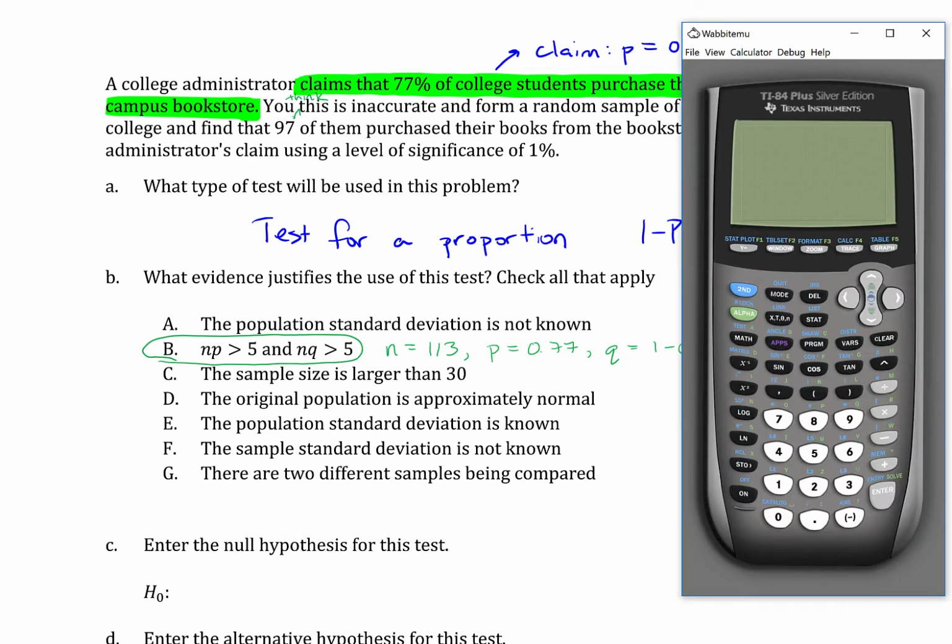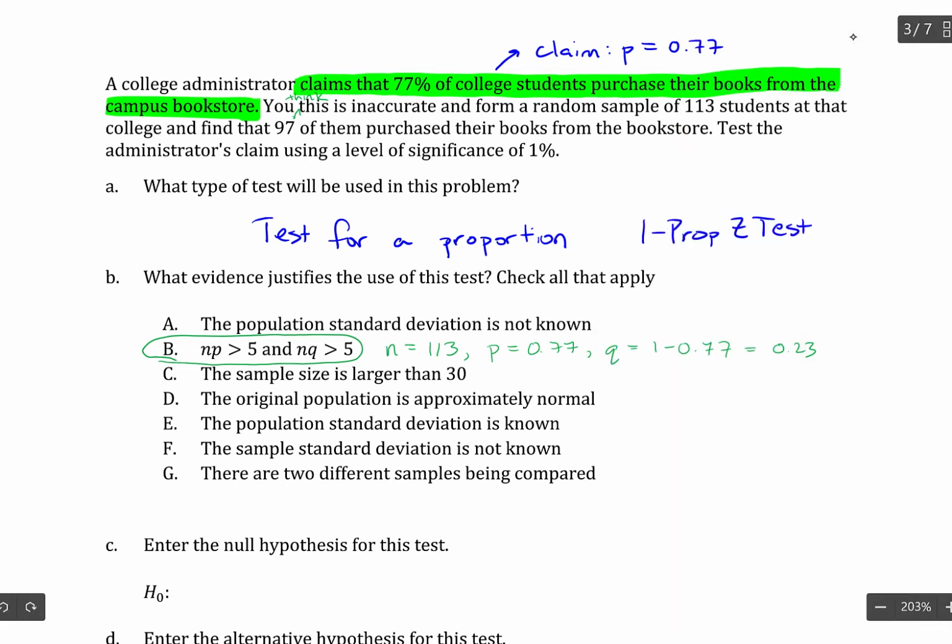To verify that this test can be used, we take 113 times p and then 113 times q, and make sure both of those are larger than 5, which in this case they are. So that justifies the use of this test.